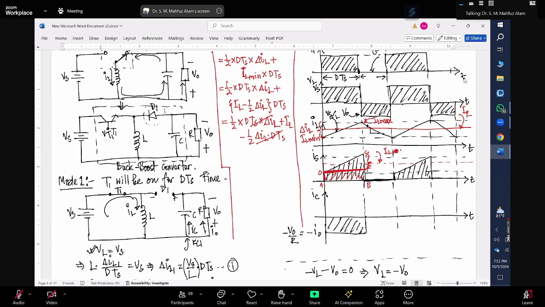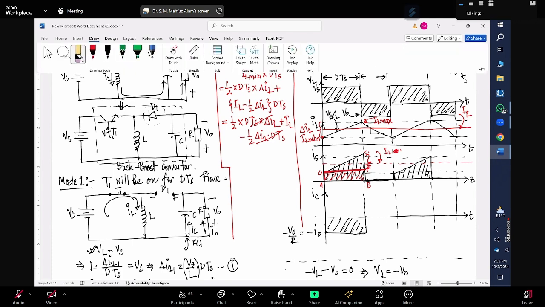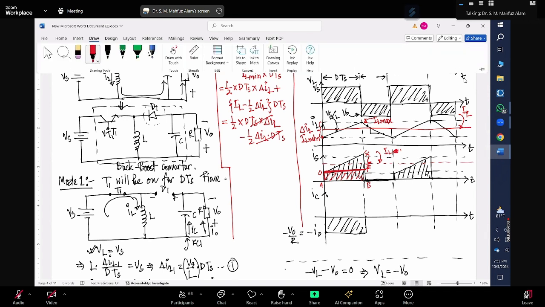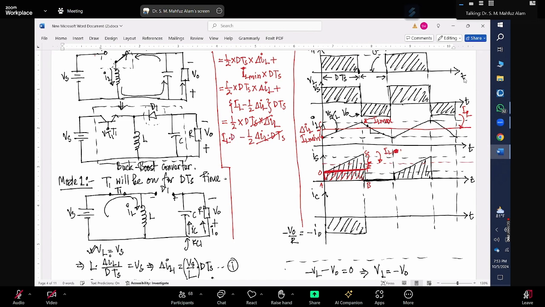Sorry, I made one mistake here. It should be IL multiplied by d into ts, right? So here it should be IL multiplied by d into ts. So this should be the area 0. So the total area under this curve is 0 A B C. It should be IL multiplied by d into ts, right?